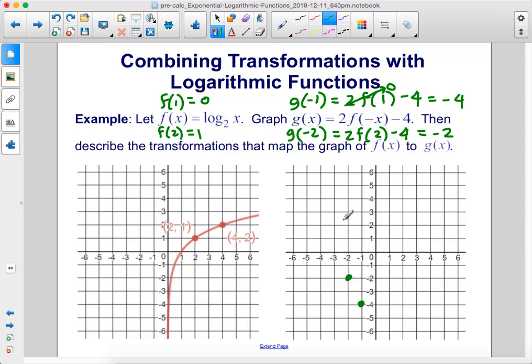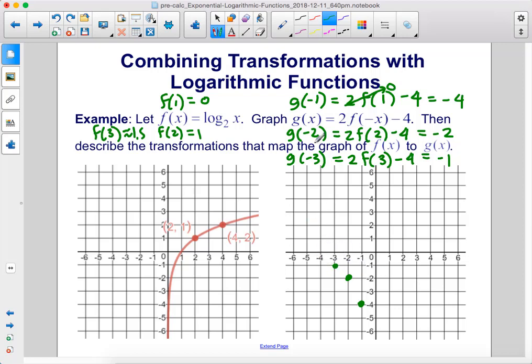All right, what about when x is negative 3? So we have 2 times f of 3, since the negative signs cancel out, minus 4. What is f of 3? Well, it's somewhere around 1.5. We'll say it's about 1.5. So 1.5 times 2 is 3, minus 4 is negative 1. So it's close to negative 1. We'll just put a dot there.